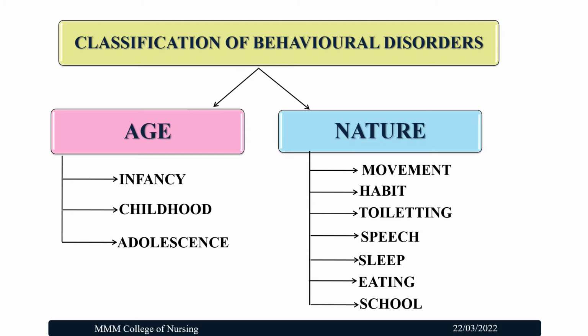Next, we are going to see the classification of behavioral problems. In the previous slide, we saw the common categorization. All this categorization of behavioral problems is grouped based on age and nature. By age, we can classify it as infancy disorders, childhood disorders and adolescent disorders. According to nature, there are movement problems, habit problems, toileting problems, speech disorders, sleep disorders, eating disorders and school problems. In this way we can classify the behavioral problems.